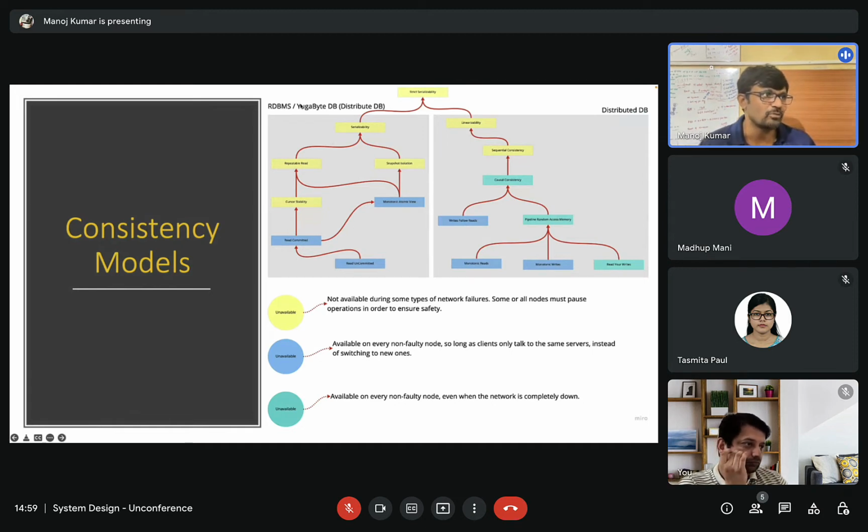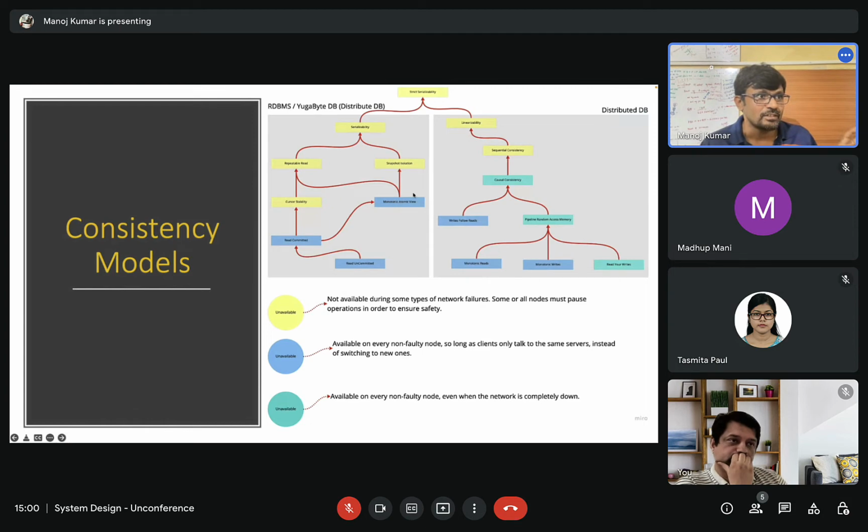I put YugaByteDB here because it provides both a distributed system and an RDBMS-like structure. They have introduced read committed, serializability, and repeatable read isolations in YugaByteDB, whereas Cassandra does not have any isolations. That's the difference. If you want to read about YugaByteDB, you can, because it gives you two flavors, distributed and RDBMS, and you will understand how they are trying to achieve transactions in a distributed system, which is more like Postgres.